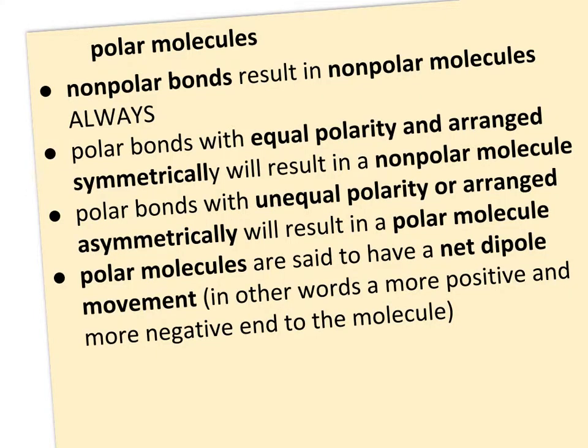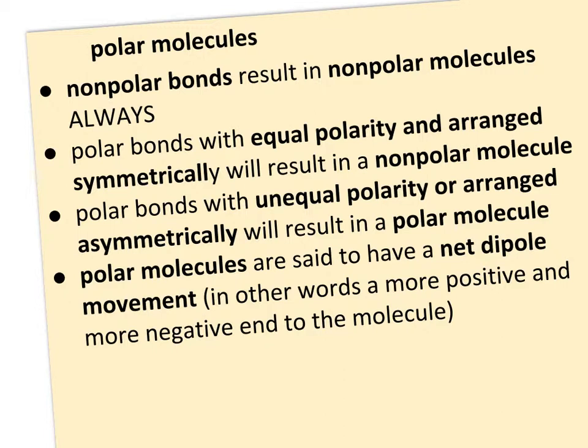So some things to keep in mind. Nonpolar bonds always result in nonpolar molecules. You can't get a polar molecule without polar bonds. The second thing is if you have polar bonds with equal polarity, so it's the same atom, so you've got 3 hydrogens bonded to the nitrogen, or 4 fluorines bonded to the carbon, so that's what I mean by equal polarity. And if they're arranged symmetrically, then you will also get a nonpolar molecule.